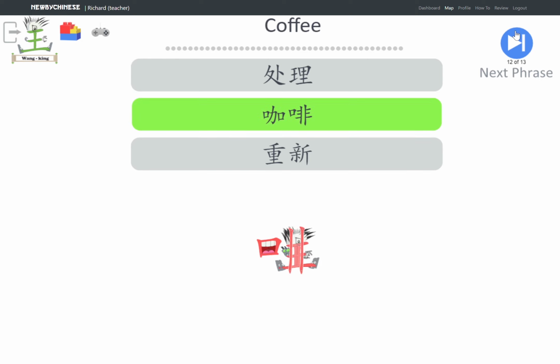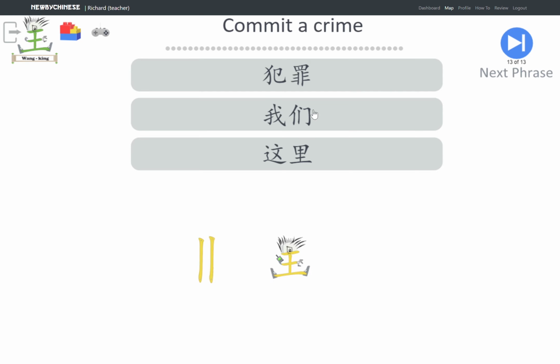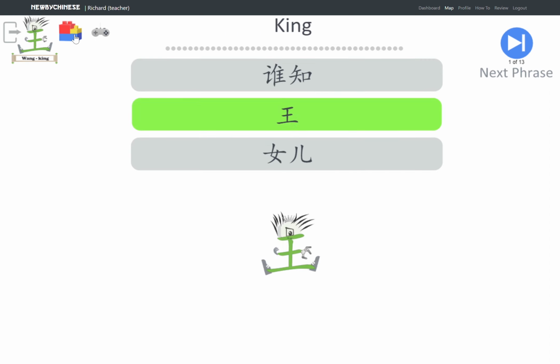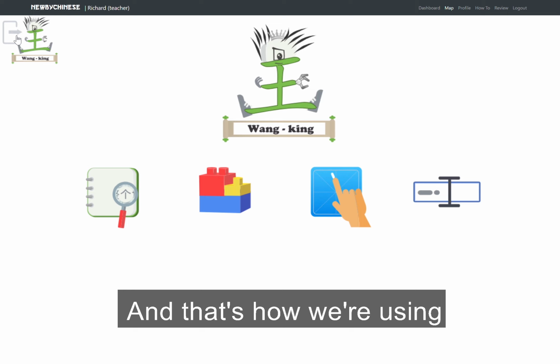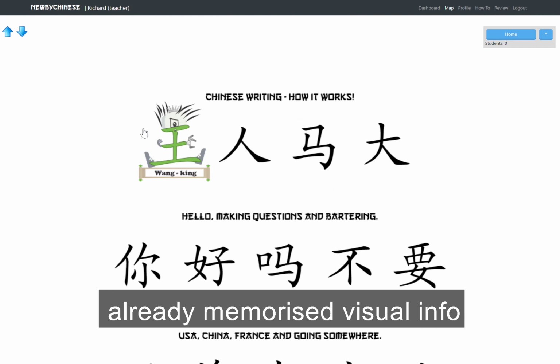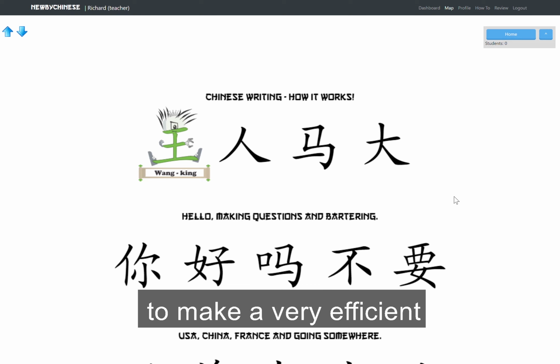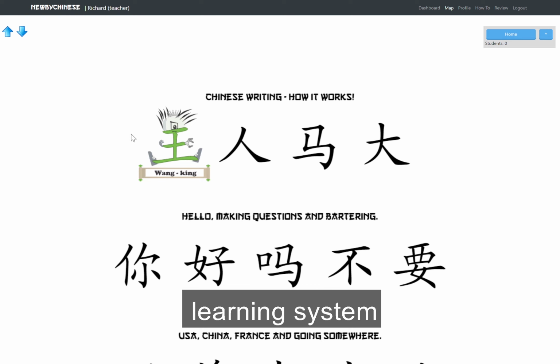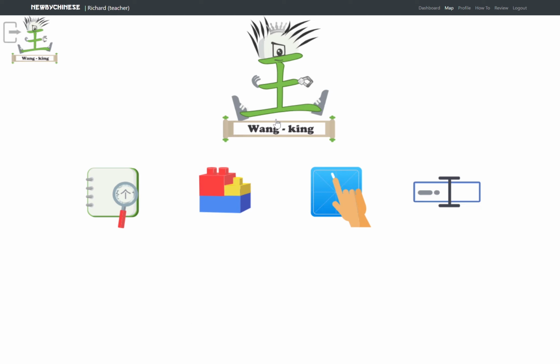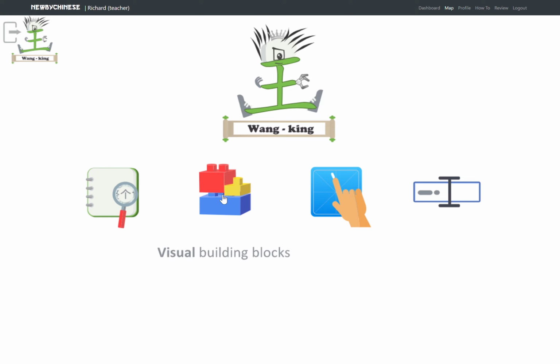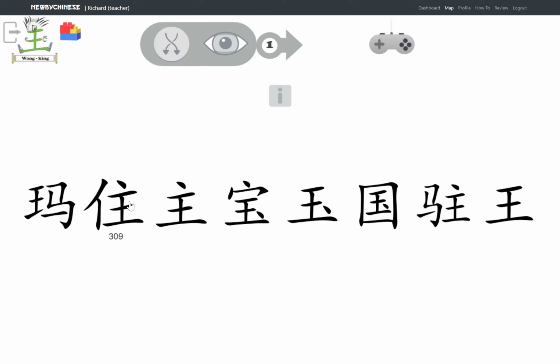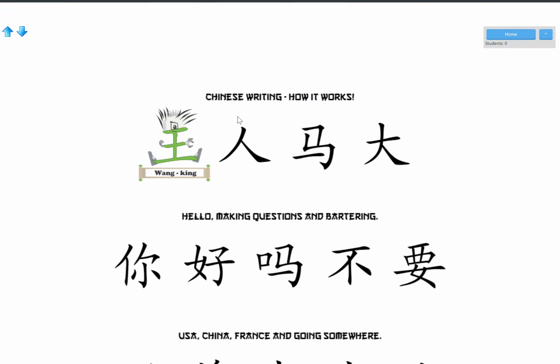Okay, coffee. Yes. There it is. Commit a crime. Guilt or crime. Yes, it does have that. Yeah. This is a crime. Got it. Okay, king. And so on and so forth. And that's how we're using something like a Wang to visually analyze a whole ton of Chinese characters and make an extremely efficient way to memorize these visual structures. And in the next video, we'll talk about what we're doing with the pronunciation wise and how we're making a very efficient pathway to know how to pronounce a whole ton of Chinese characters in one go.